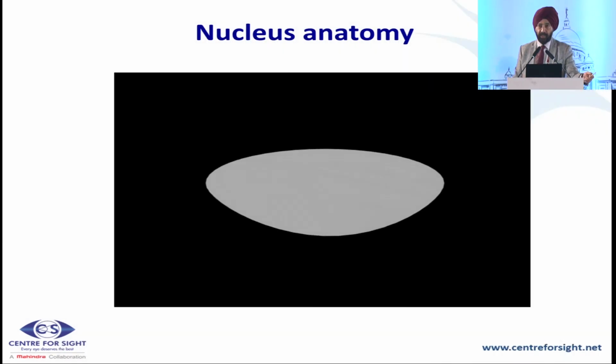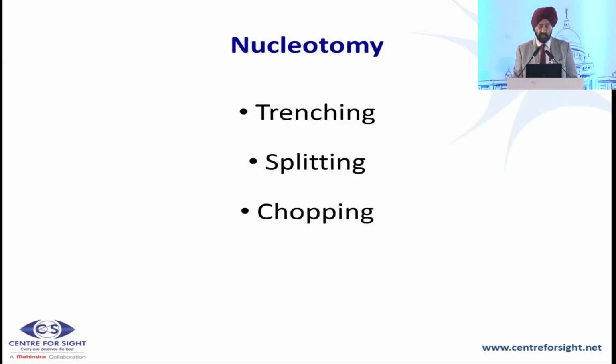When you're looking at the nucleus, what is very important is that you should understand the nucleus anatomy. If you look at the nuclear anatomy, the central portion of the nucleus is the thickest. So what is important in any cataract, more so in a hard cataract, is to break the central core, the backbone of the nucleus.